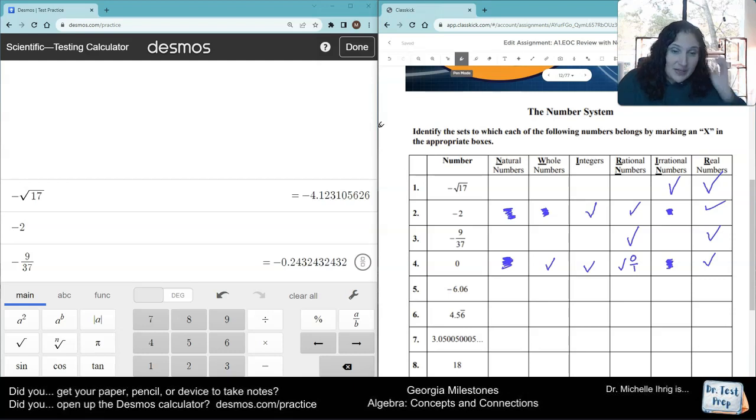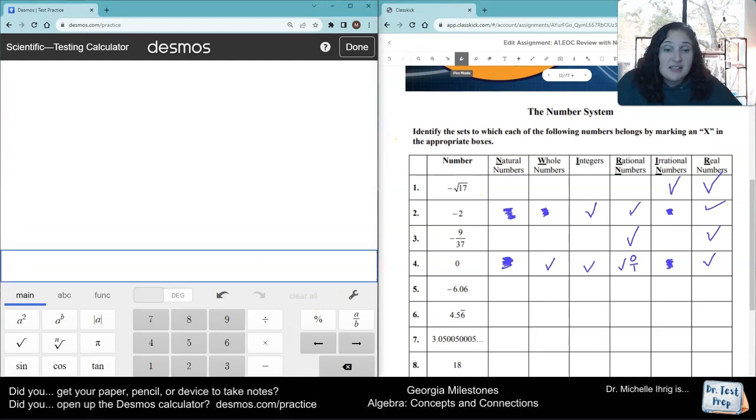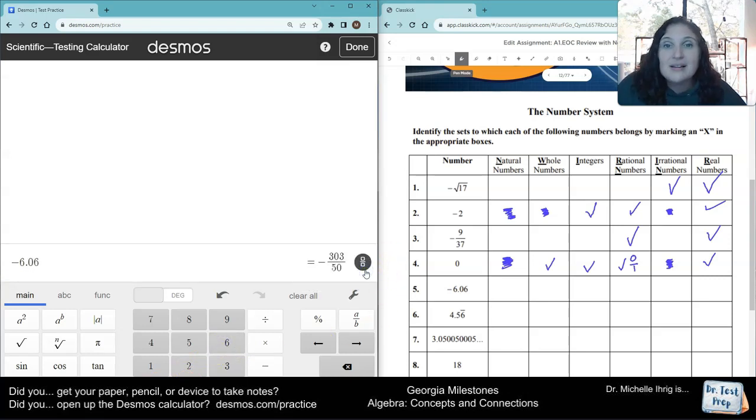Negative 6.06. Watch this. Let's say you don't know what that is, so we're going to put negative 6.06. See this fraction button? That makes it rational. So we have it rational. There's a decimal, so it's not an integer. And that means since it's not an integer, it can't be a whole number or a natural number. So it's just rational and real.